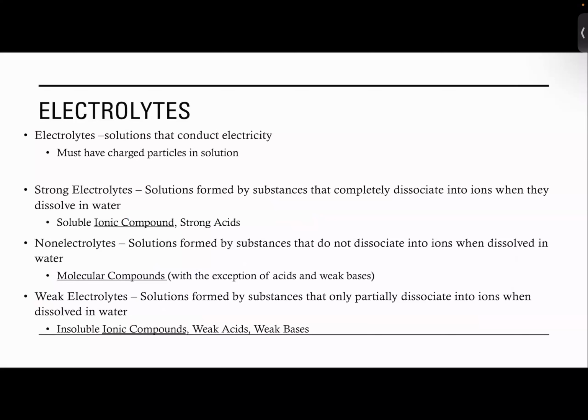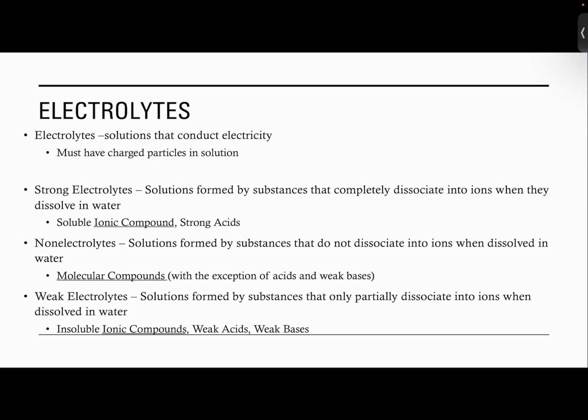Now we can classify an electrolyte based off of the degree to which it conducts electricity. So an electrolyte, again, is a solution that conducts electricity. In order for it to conduct electricity, you must have free-floating charged particles that are allowed to move around in the solution. Some substances can be classified as strong electrolytes because when they are added to water, they dissociate entirely into ions.